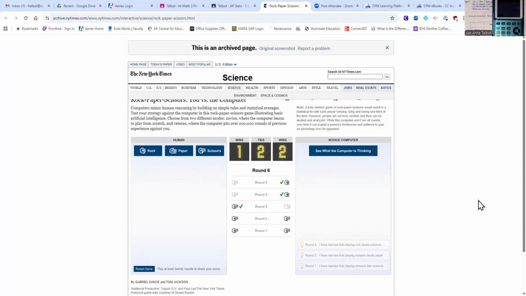Also, can you guys tell from my screen? Take a look at my screen real quick. Round 1 and round 2 were tied. Round 3 was a win because the human won and the computer lost. And then round 4 and round 5 were losses. You see the little green check mark shows you who won and who lost. Okay, all right, so go ahead and collect your data. Have fun.